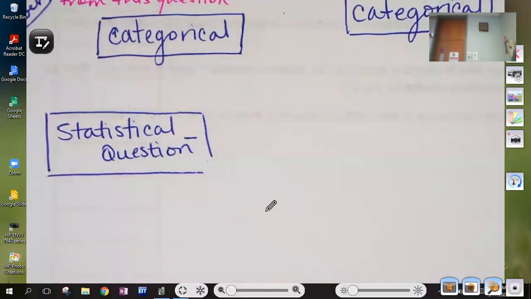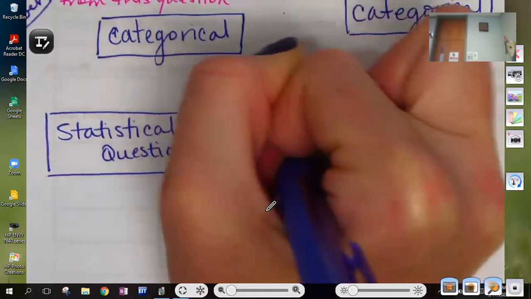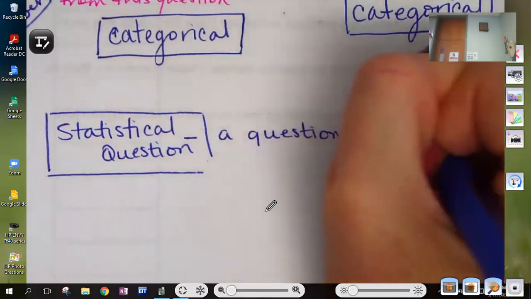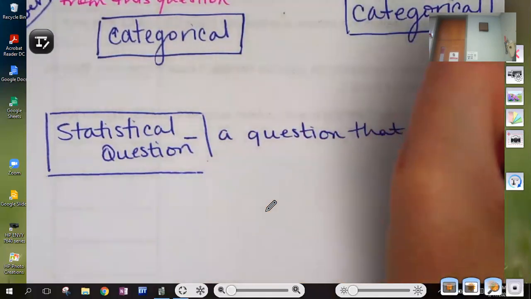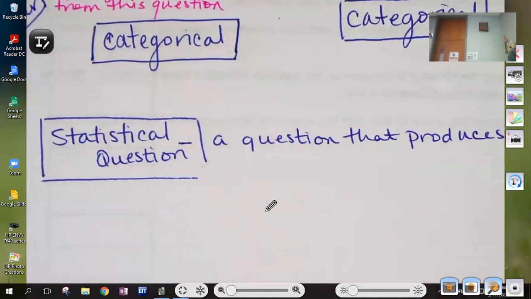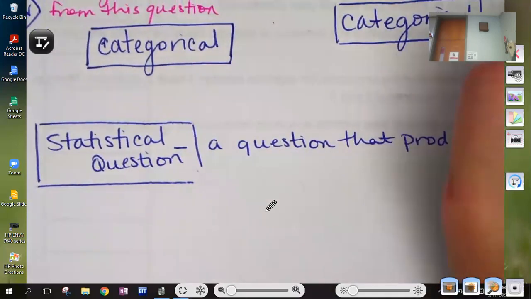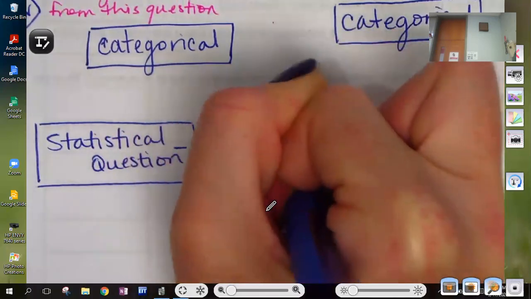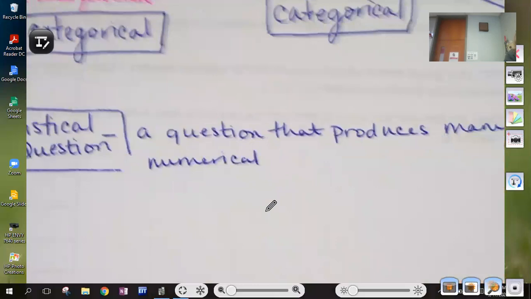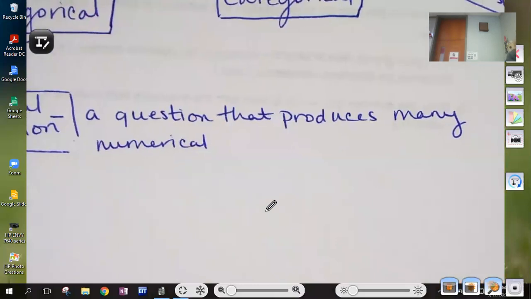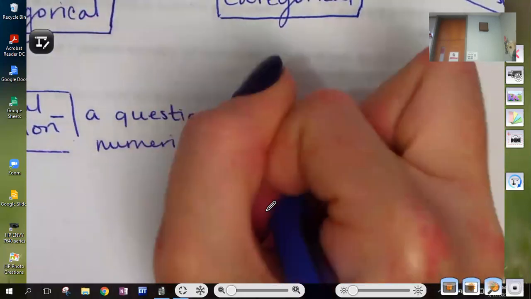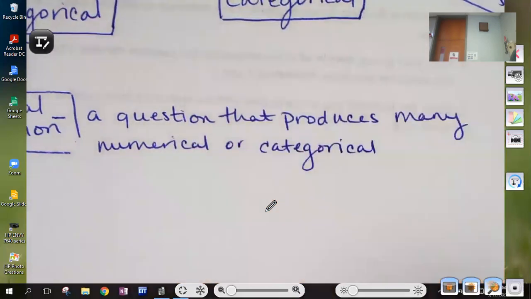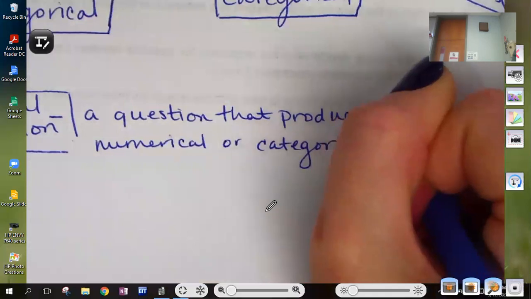A statistical question is a question that produces many numerical or categorical answers.